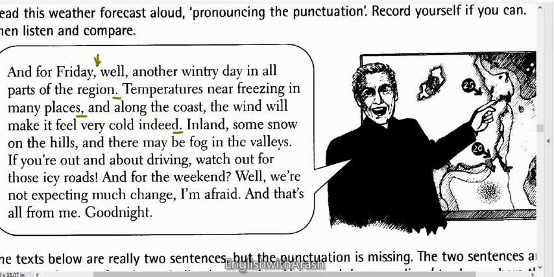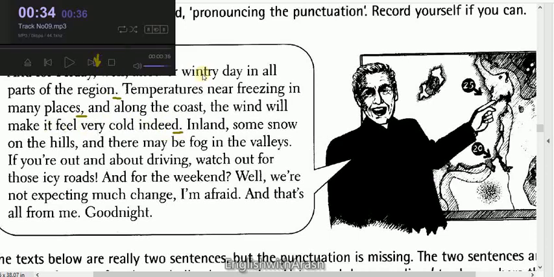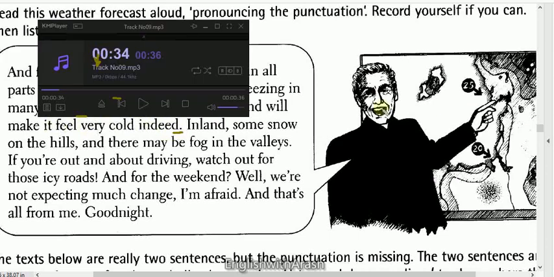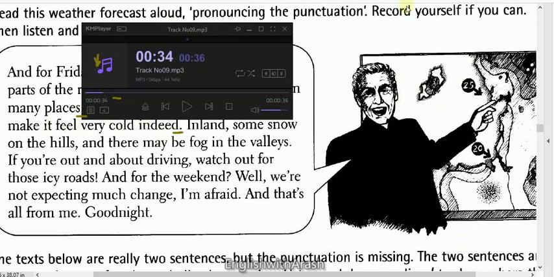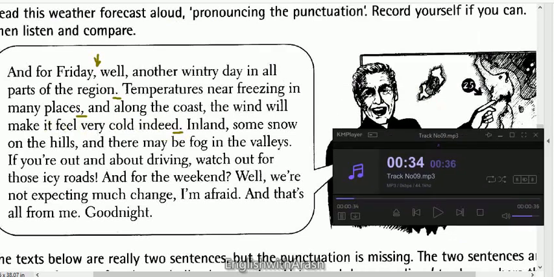So let's listen. This is a weather forecast. The man is talking about the weather. Like, for example, in Tehran, it's going to be rainy tomorrow. In Yazd, it's going to be hot. This is a weather forecast. You can watch it on a news channel, right? So let's listen.